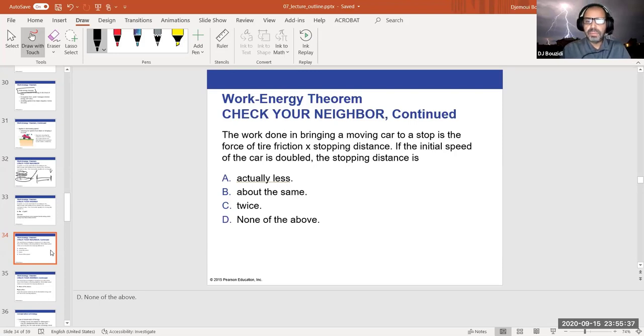The work done in bringing a moving car to a stop is the force of tire friction times the stopping distance. If the initial speed of the car is doubled, the stopping distance... Force of friction is a weird thing. You can't really do anything with it. You have to do measurements to find it. I know there are tabulated values and things like that, but at least based on the theories that we have, we don't have enough information to answer this question. So the correct answer is D.